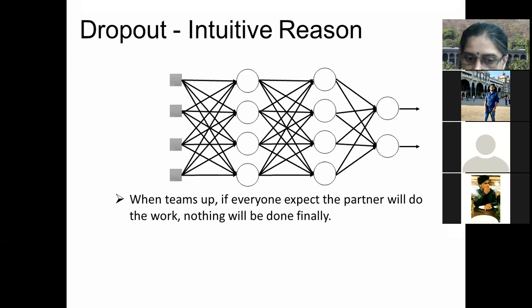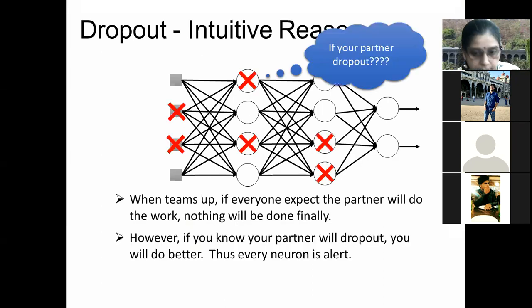any output. Okay, so similarly, if you know that your partner won't be available, in that case you have to be alert and you have to complete the work. So the same concept we are using here while dropping out certain nodes. If your partner drops out, in that case you need to work more, you need to work better. So every neuron is alert whenever we are applying dropout.